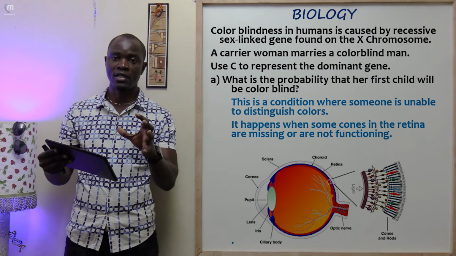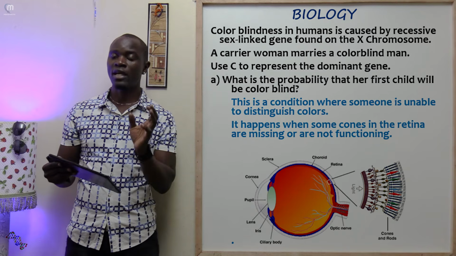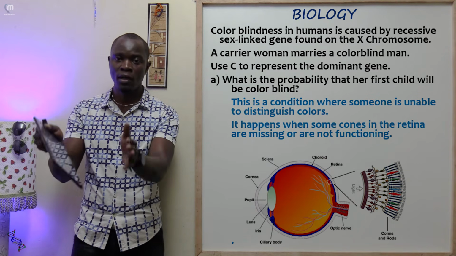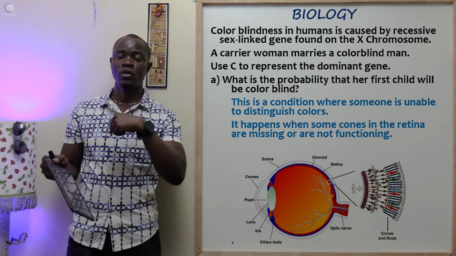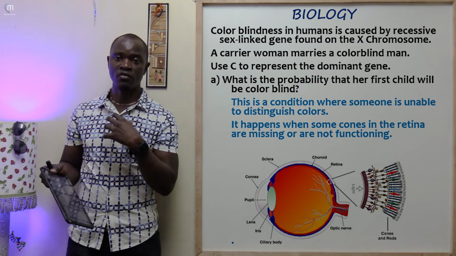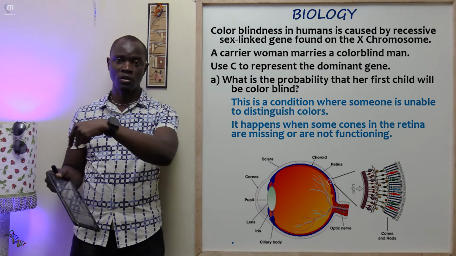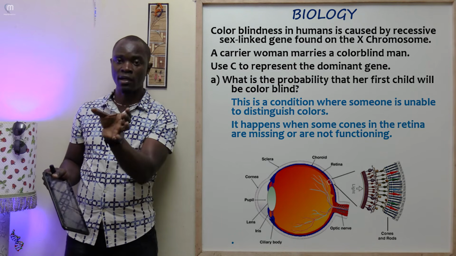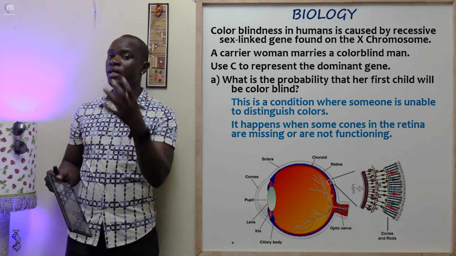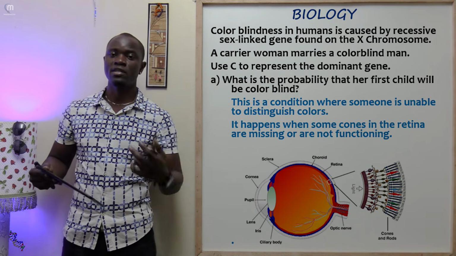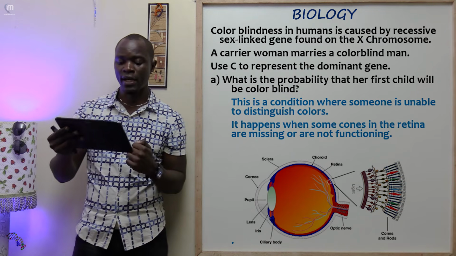So remember the carrier term we said? Carrier means that phenotypically they are normal, but in their genes they have the ability to get an offspring who has that condition. So physically the woman is normal, but if they get an offspring, they can get an offspring who has that condition. That is what we meant by a carrier.